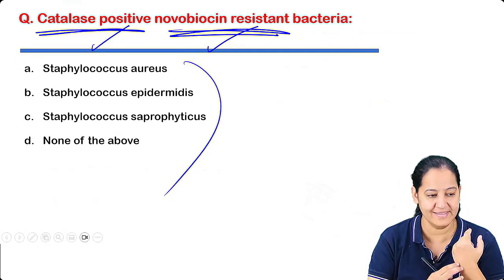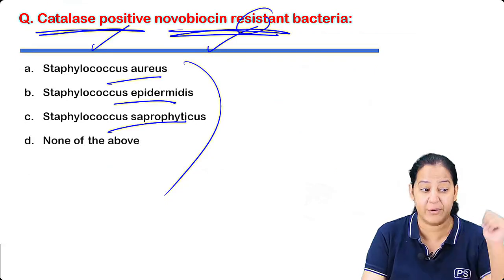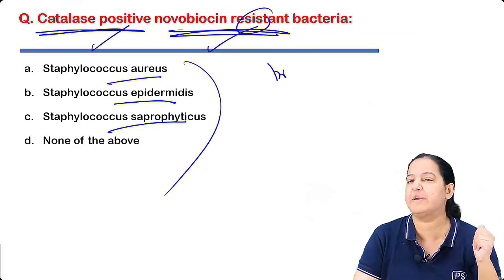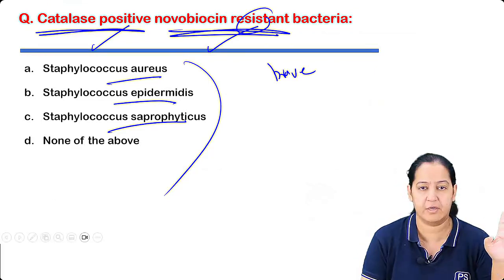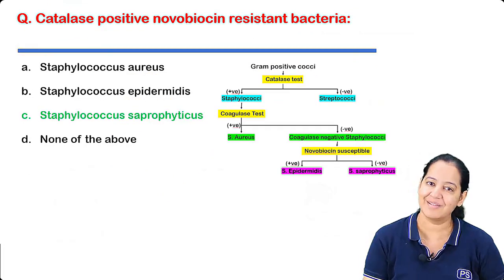What is the correct answer? Is it Staph aureus? Is it Staph epidermidis or saprophyticus? Who is novobiocin resistant? Resistant reminds me of very brave. Who is not killed with novobiocin? A very brave bacteria. It's saprophyticus. So the correct answer is saprophyticus.